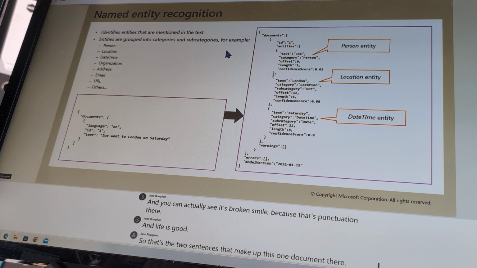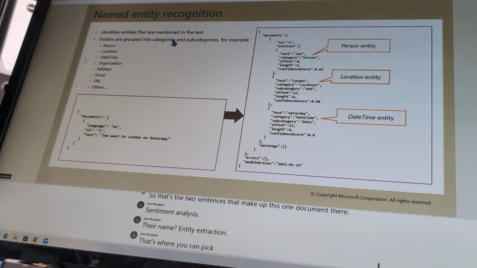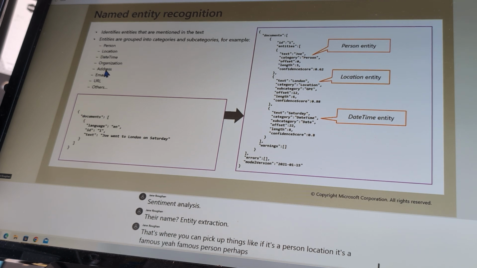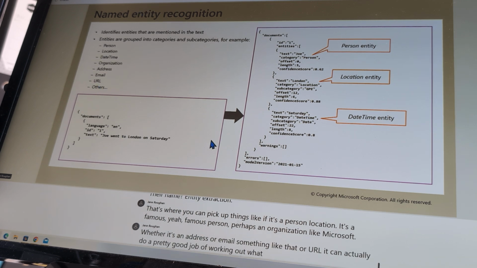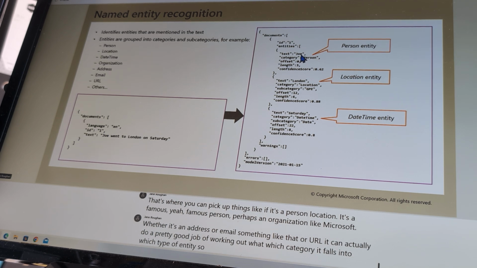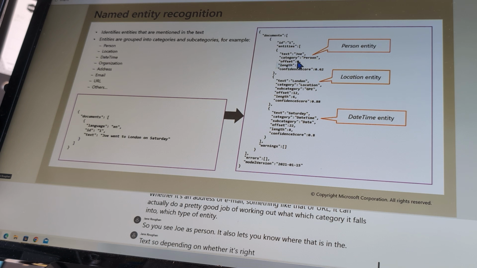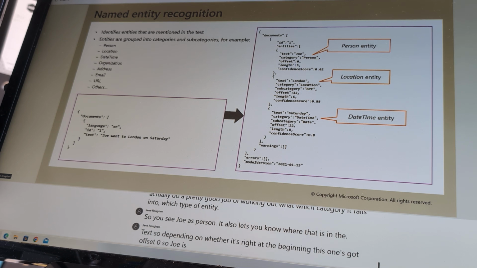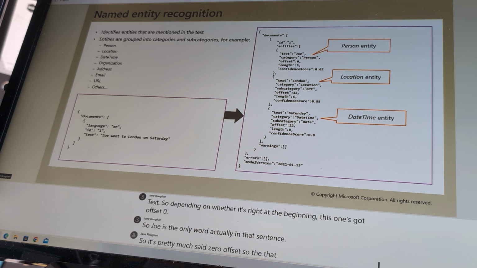Sentiment analysis. Now, named entity extraction, that's where you can pick up things like if it's a person, location, a famous person, perhaps an organization like Microsoft, whether it's an address or email, something like that, or URL, it can actually do a pretty good job of working out which category it falls into, which type of entity. So you see Joe as person. It also lets you know where that is in the text. So depending on whether it's right at the beginning, this one's got offset 0, so Joe is the only word actually in that sentence. So it's pretty much said 0 offset. So that's from the start of the sentence.